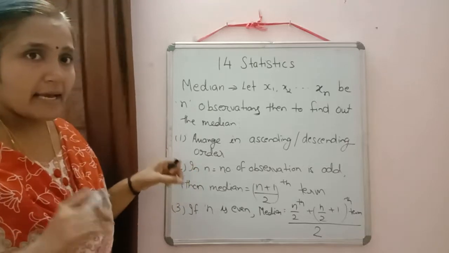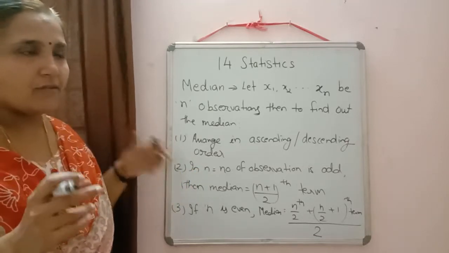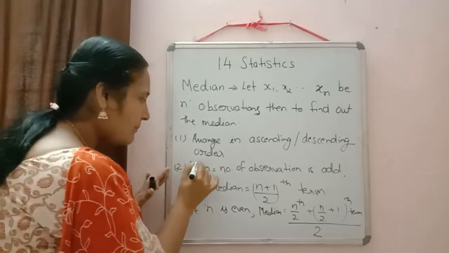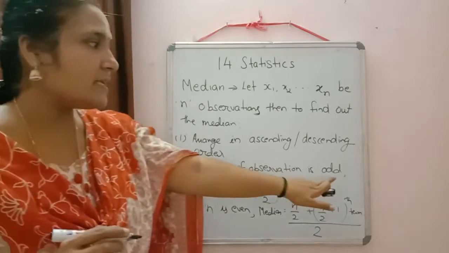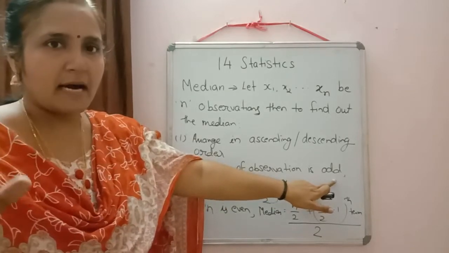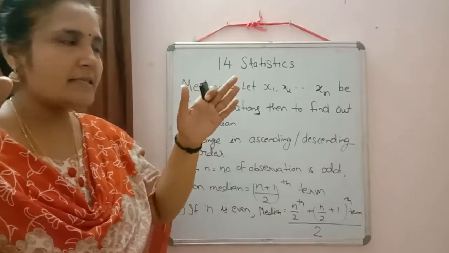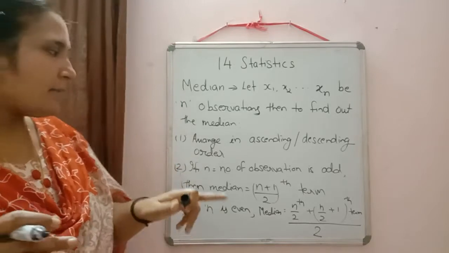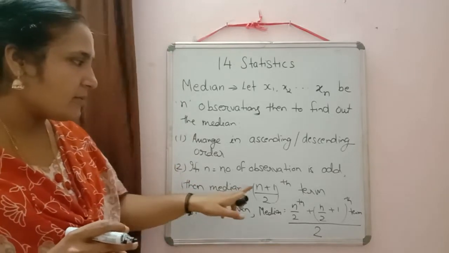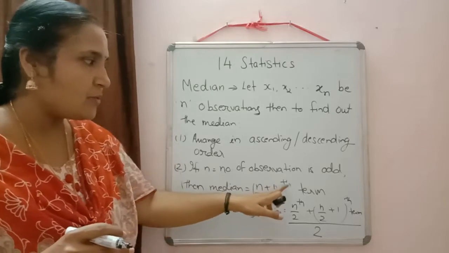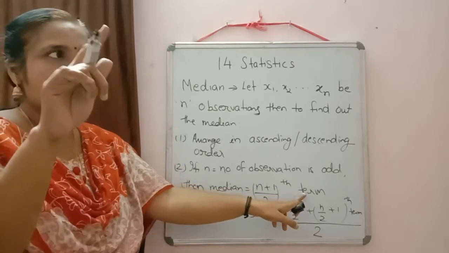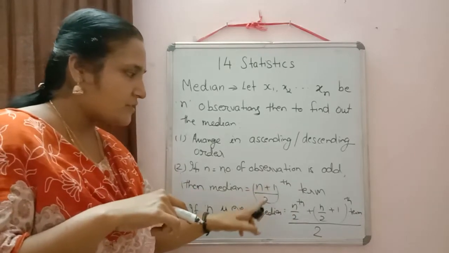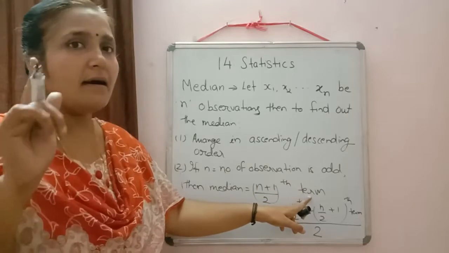Median, as I said, is the middle value. So there also two cases will come. First one, if n, the number of observations, is odd, meaning odd numbers are there, then only one number will come in the middle. So how will we calculate that middle number? Median is equal to the (n plus 1) by 2th term. After arranging in ascending order, the number in the position (n plus 1) by 2th term will be the median.